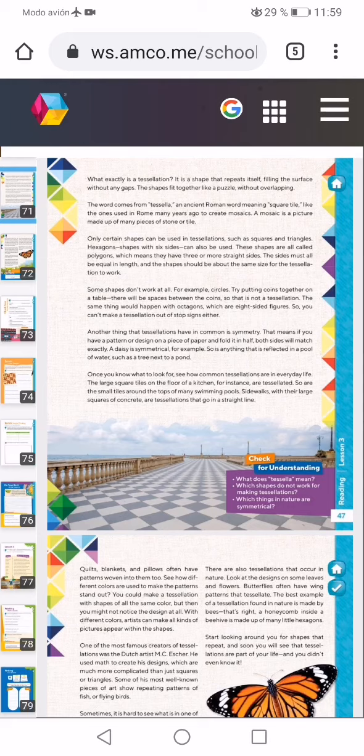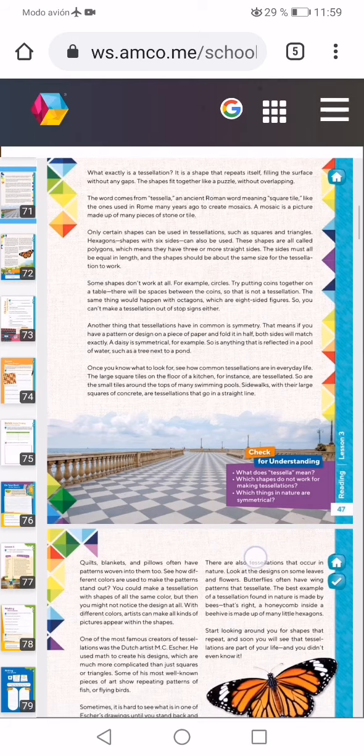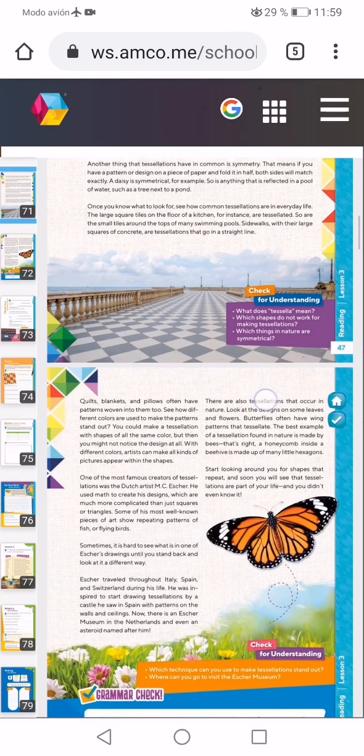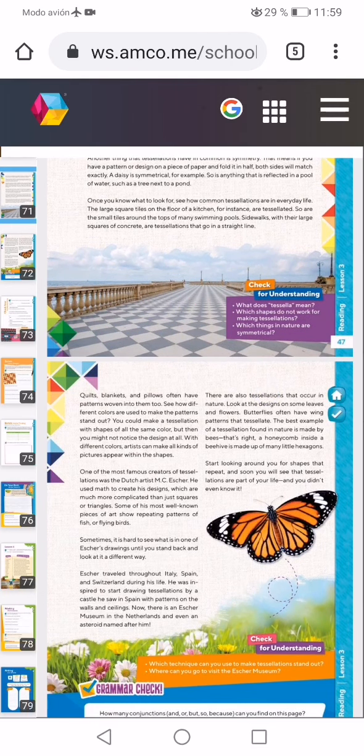Another thing that tessellations have in common is symmetry. That means if you have a pattern or a design on a piece of paper and fold it in half, both sides will match exactly. A daisy is symmetrical, for example. So is anything that is reflected in a pool of water, such as a tree next to a pond.